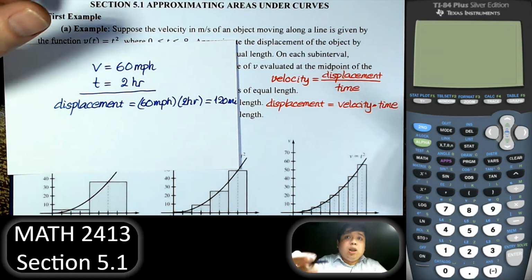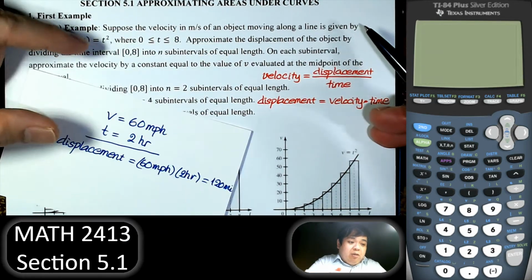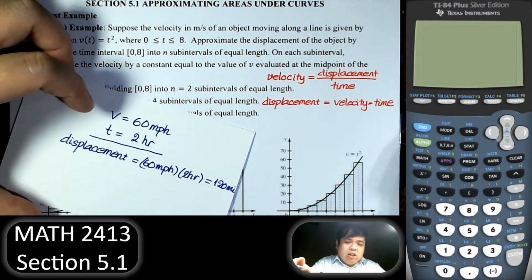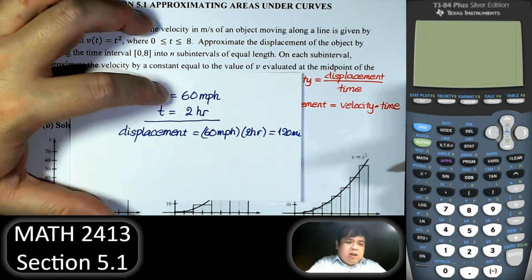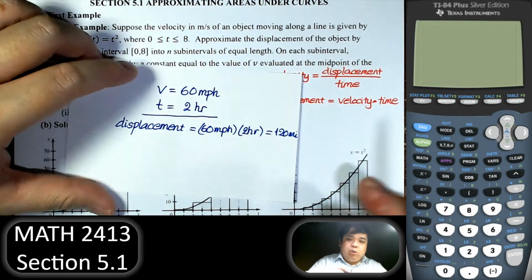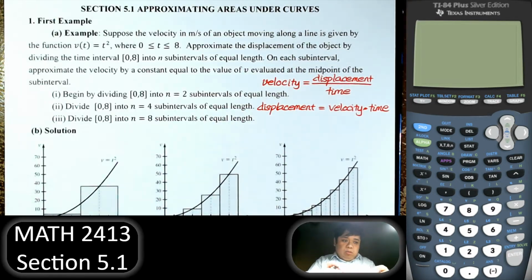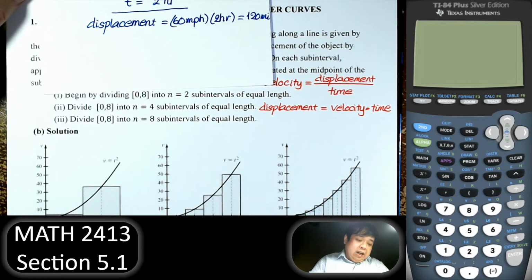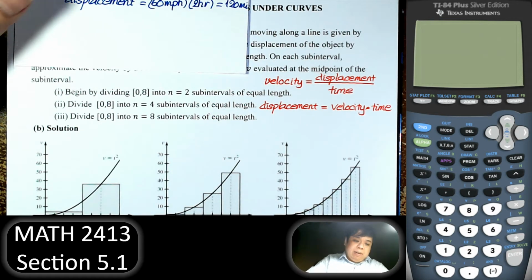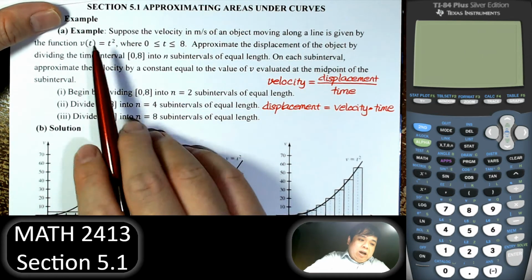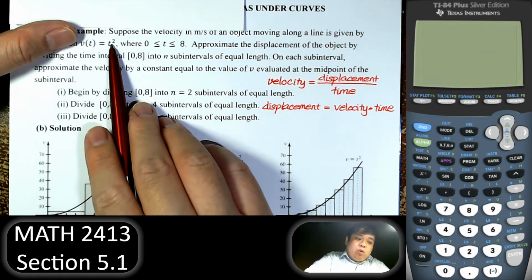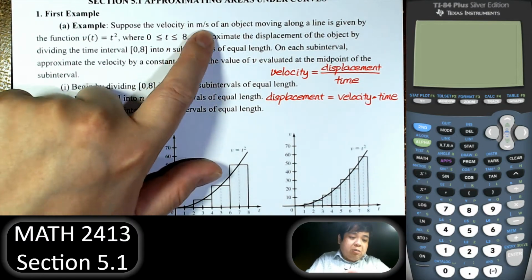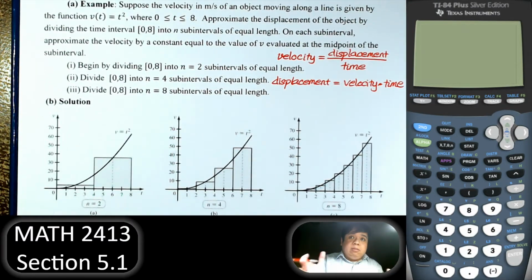Now, the problem is, in this case, the velocity or the speed is not constant. It is a function that changes over time. So if the speed is not constant, how do we do that? To find the exact displacement, that will be later in the chapter, but for now, we just approximate. Let's say we are given v of t equal to t squared, in meters per second.